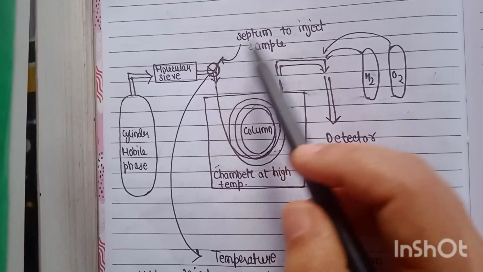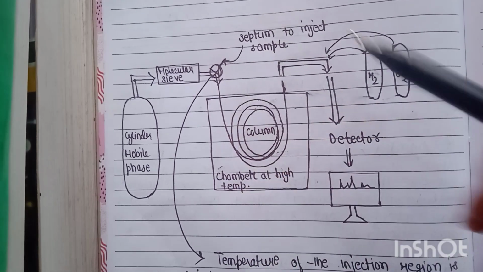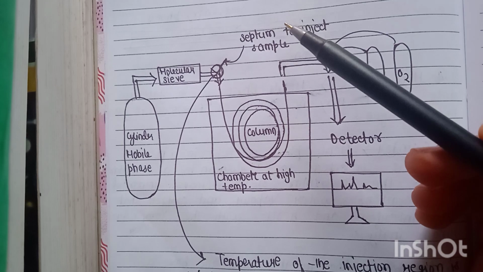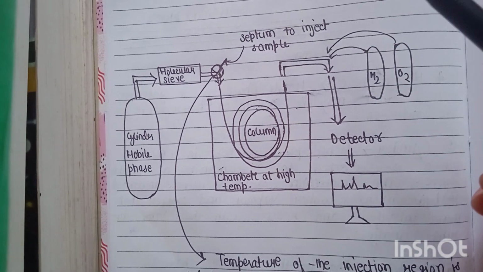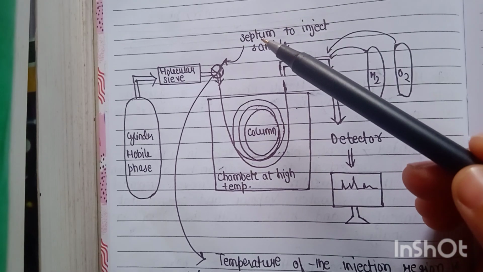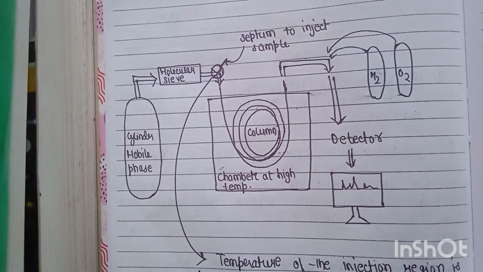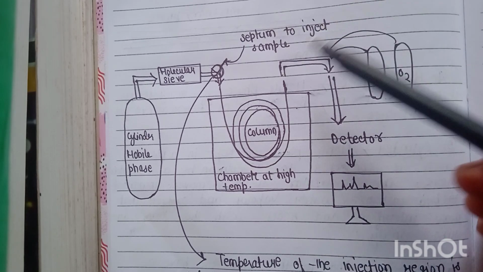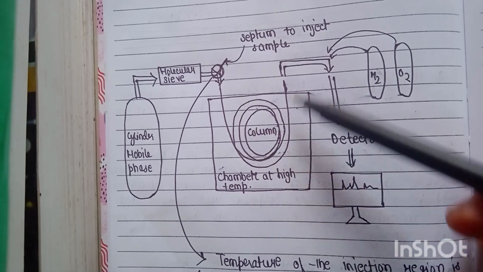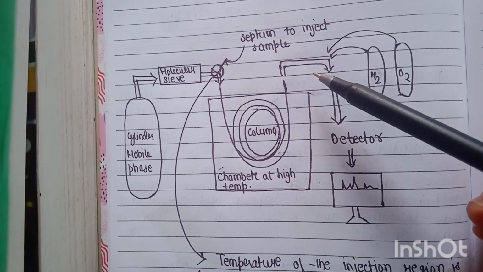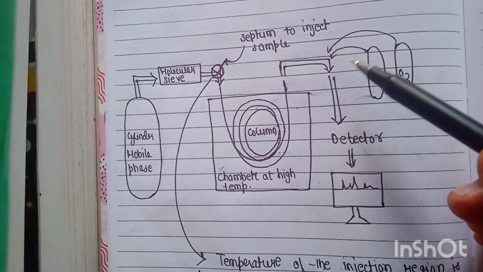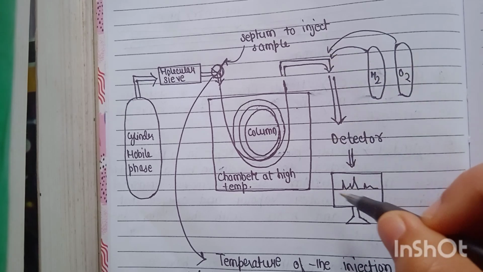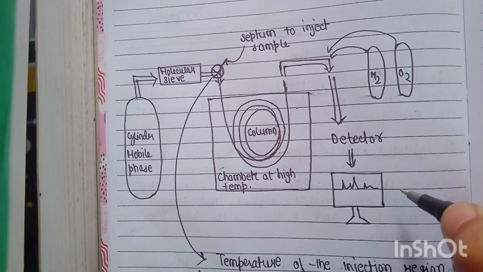This is the septum in which the sample is injected. The temperature of the injection region is kept 20 degrees centigrade to 50 degrees centigrade higher than the column, which allows rapid volatilization of the sample. The volatilized sample passes down the column and separation occurs. The separated molecules are then detected by the detector and the graph is produced on the screen.